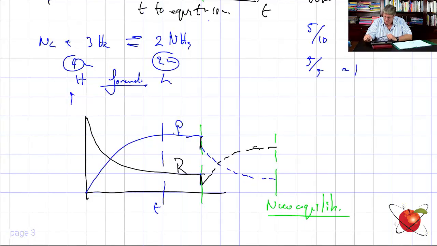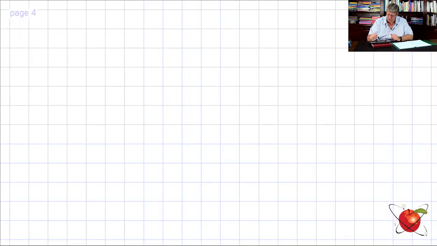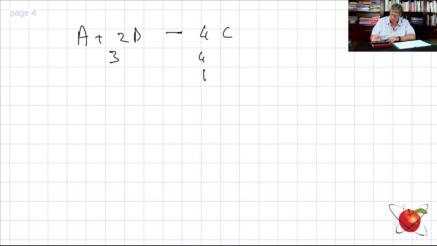Now this is a different reaction, guys. It is not ammonia. It is something else. It's a reaction A plus 2B goes to 4C. So this is 3 and that's 4. This is high and low. So if I increase there, I'm going to favor that way, aren't I?